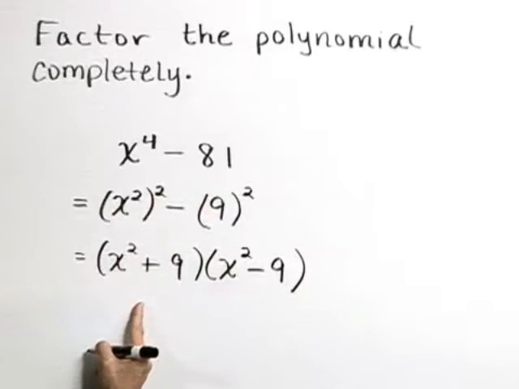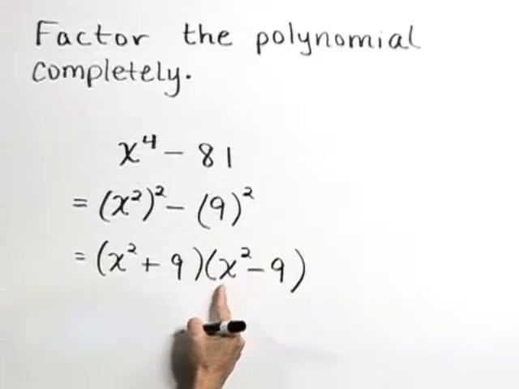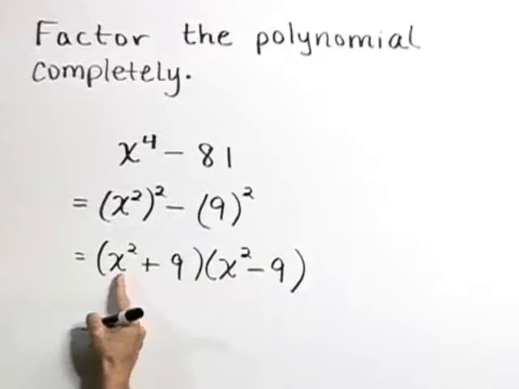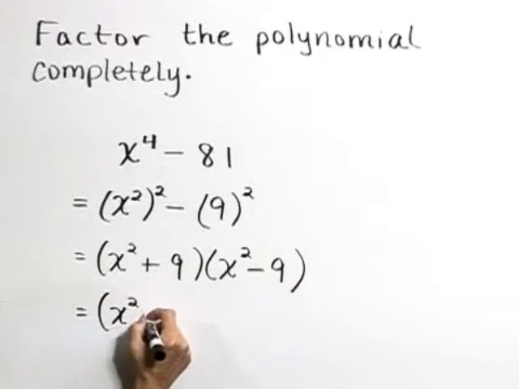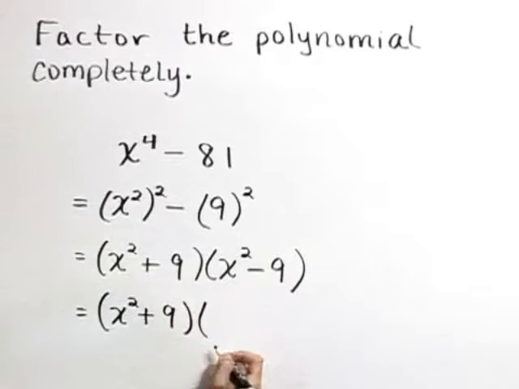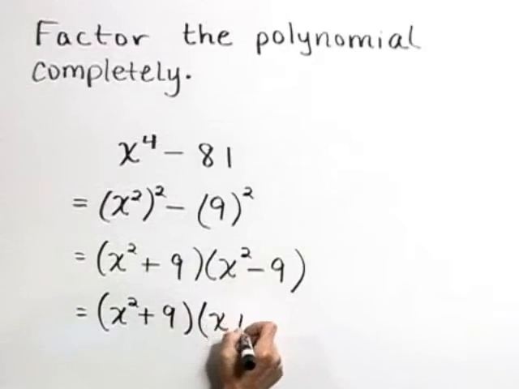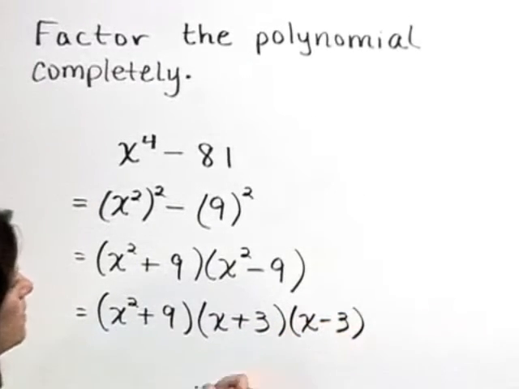Now we've done a good job so far, but don't stop now, okay? We still have a difference of squares with this second binomial. Up front we have a sum of squares, which does not factor. So let's rewrite it, x squared plus 9. Now this x squared minus 9 is going to factor as x plus 3, x minus 3.